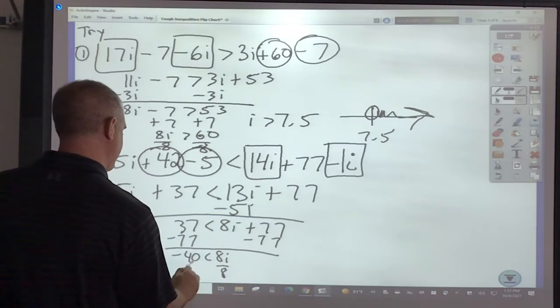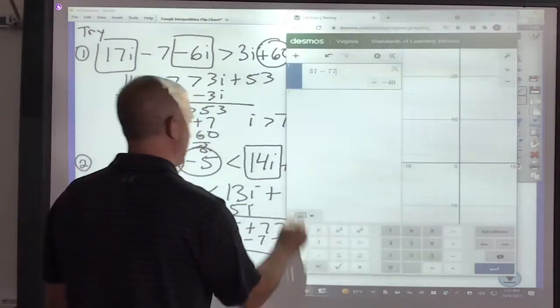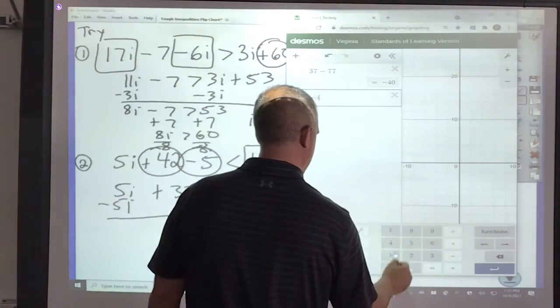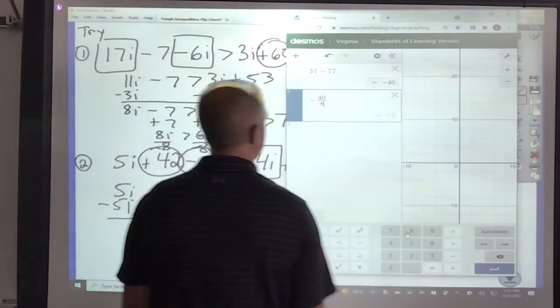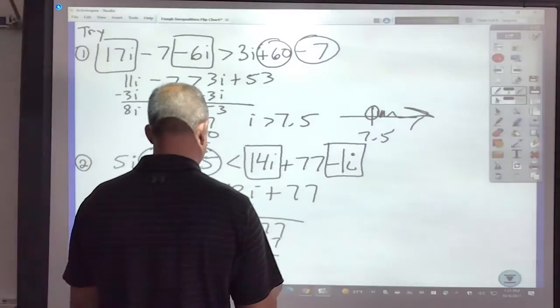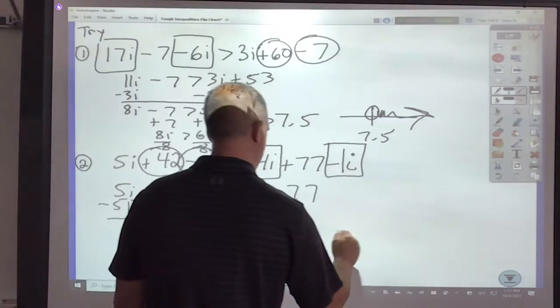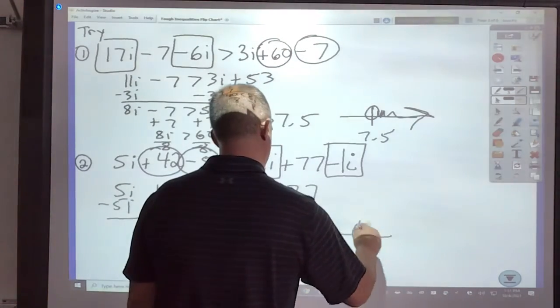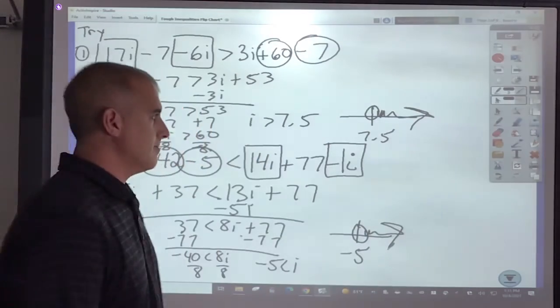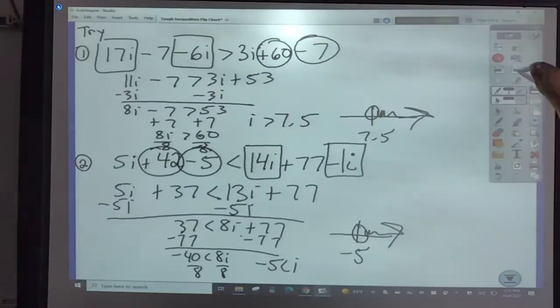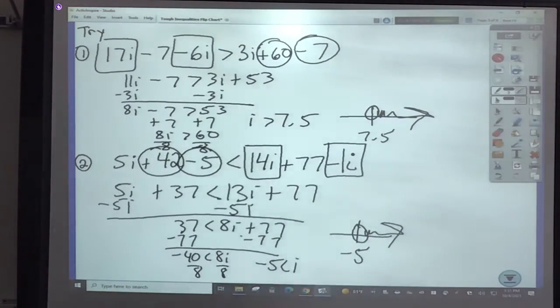And divide by 8. Negative 40 over 8 is negative 5. Okay, these might be all greater than. It's sort of funny. Okay, let's go through a couple more.